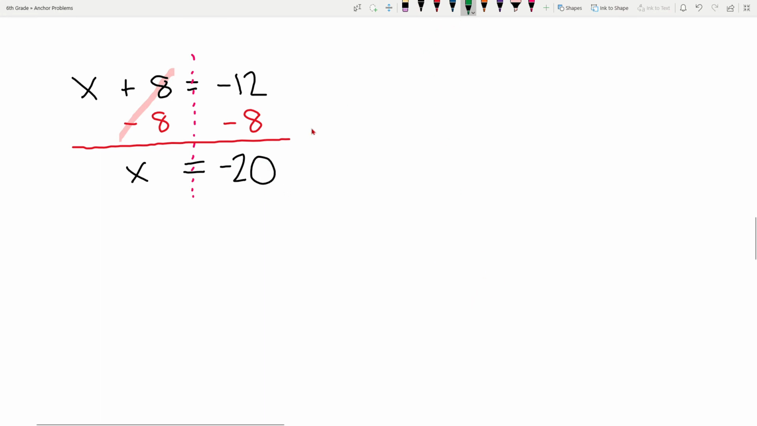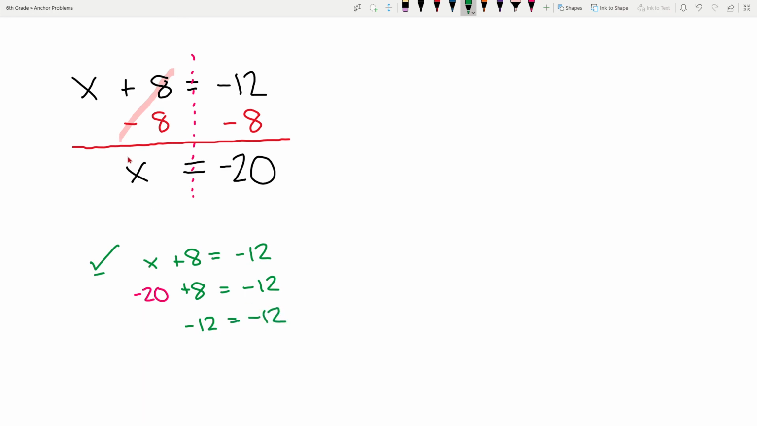And as I've mentioned in a couple of examples, you can always go back and check your work. You start off by rewriting the original equation, x plus 8 equals negative 12. And then you put back in your solution. So in this case, negative 20 plus 8 would need to equal negative 12. Well, negative 20 plus 8 is negative 12. Left side equals right side, so x equals negative 20 is our solution for this equation.